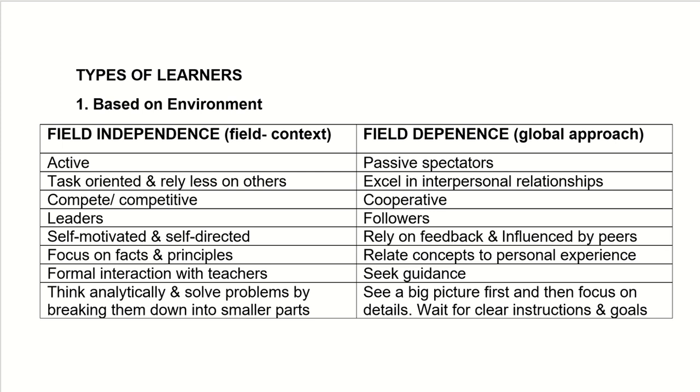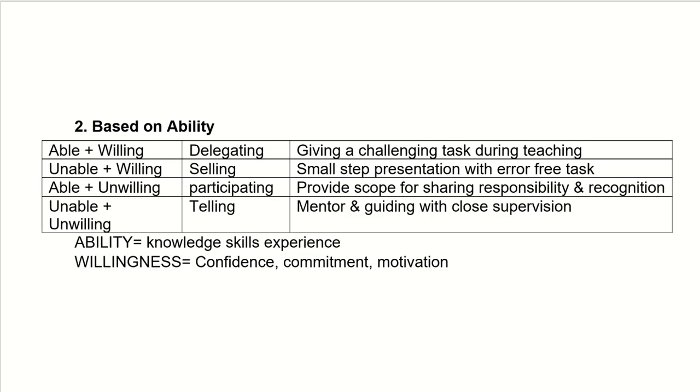Okay, so moving forward, based on ability. If you are able and if you are willing, if you can actually lift a 30 kg weight and you also want to do it, that means it's delegating. It's also called delegating. The example for this able plus willing learner is giving a challenging task during teaching.